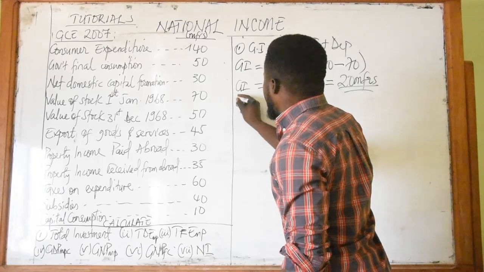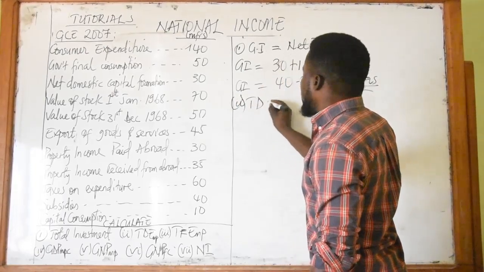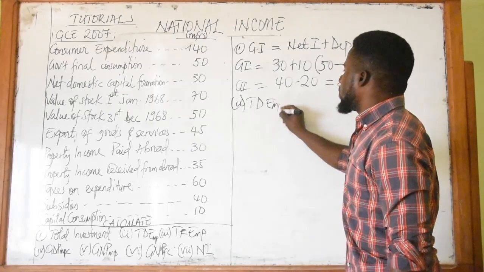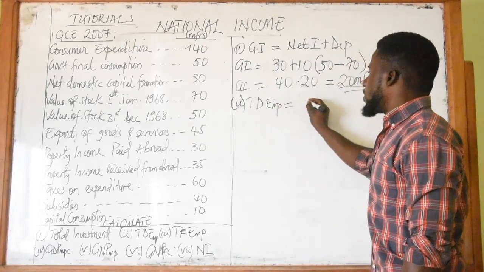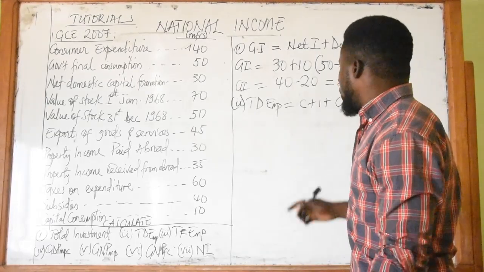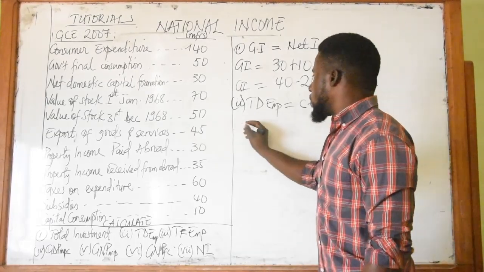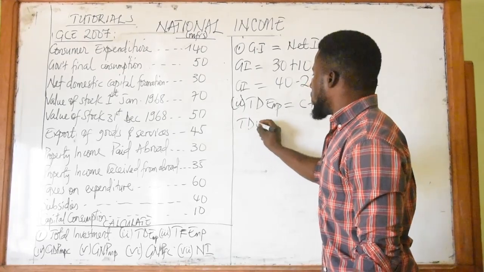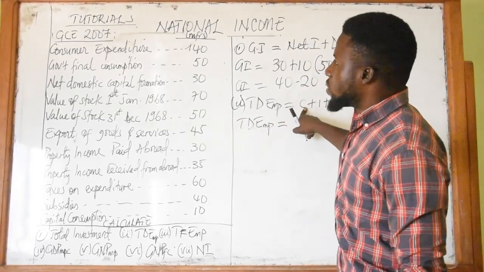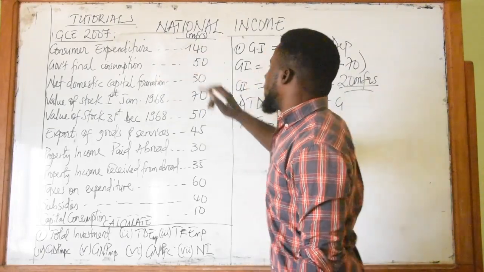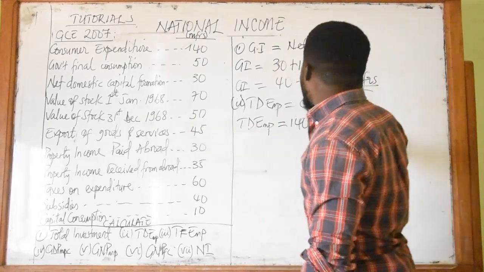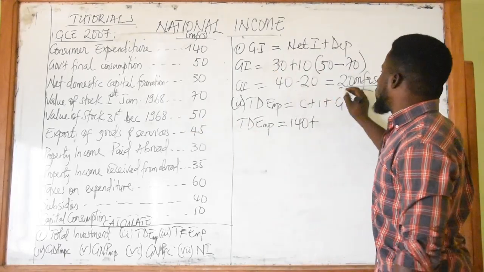So, 2, we have been asked to calculate total domestic expenditure. And total domestic expenditure simply is given by consumption plus investment plus government expenditure. So we have our values. So what we simply do is total domestic expenditure at market prices is equal to consumption. This is consumer expenditure, 140, plus investment. We have had our investment here to be 20 million.